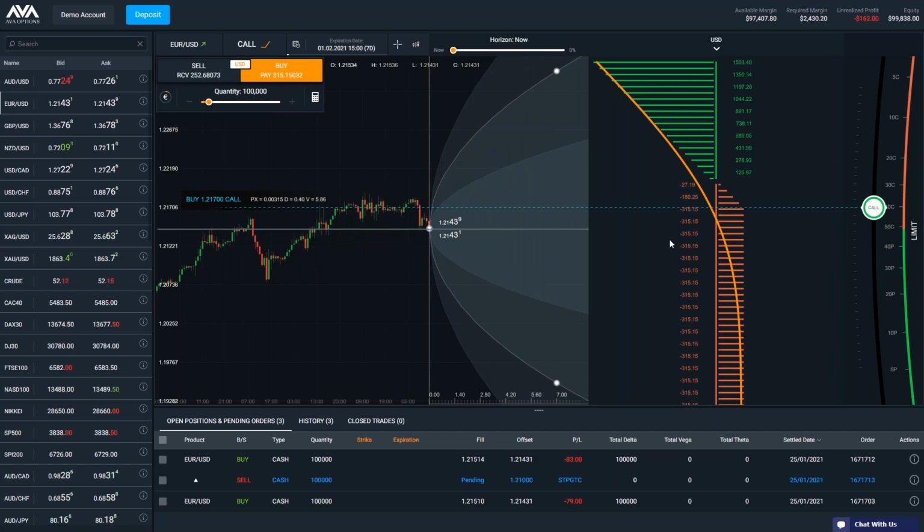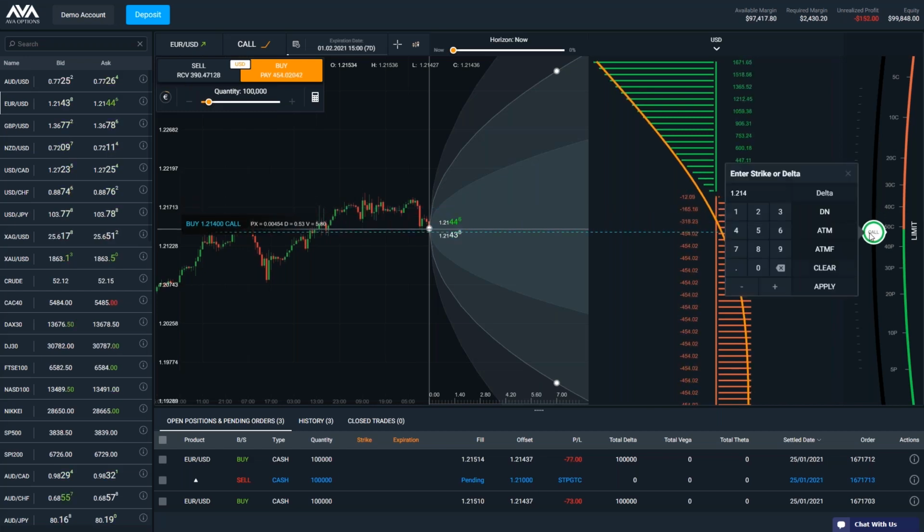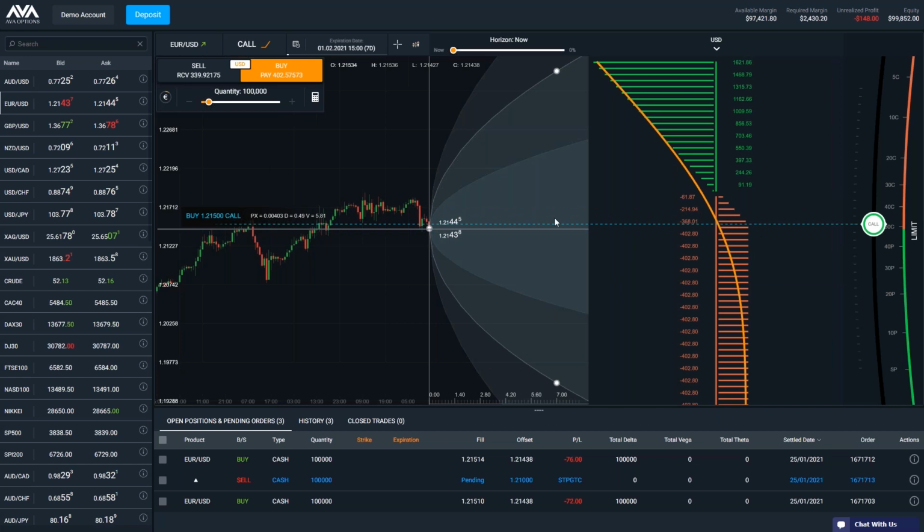Not just at expiration. You buy an option today, you can turn around and sell it if you like. And the movement of your P&L, the value of the option, is shown in this orange line. Let me put this back at the money, 121, let's put it at 121.50. So the orange is showing the value of the option today. So if I buy the option today and I sell it immediately, I'm only losing the difference between the bid and the ask, which in this case is about $60 or 6 pips.